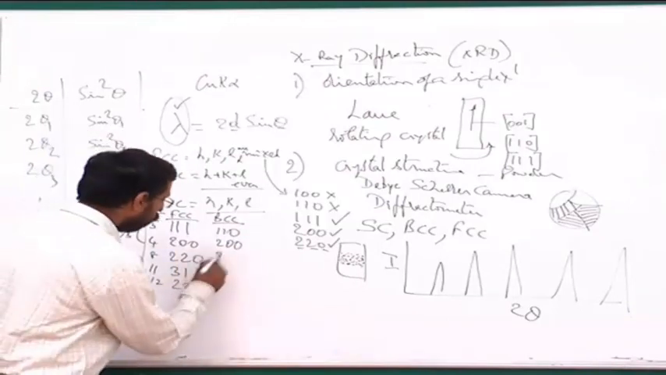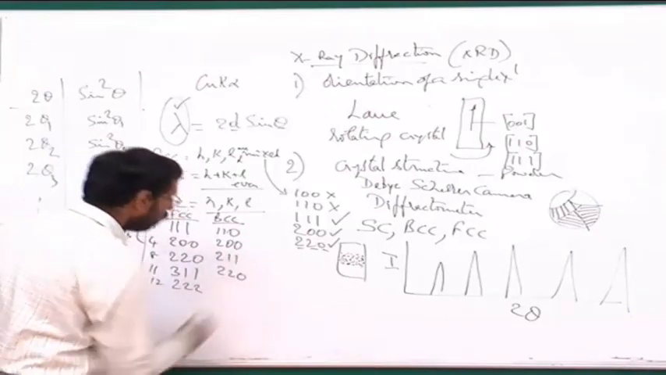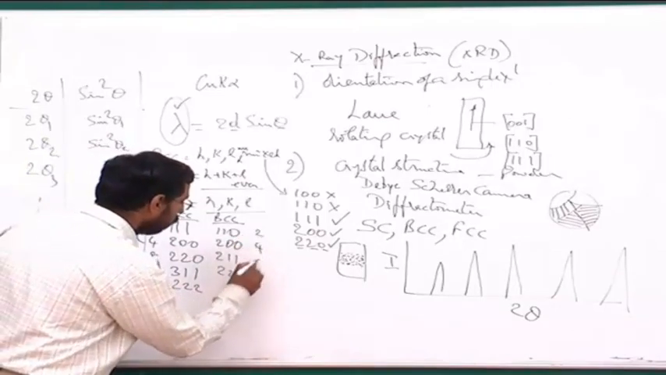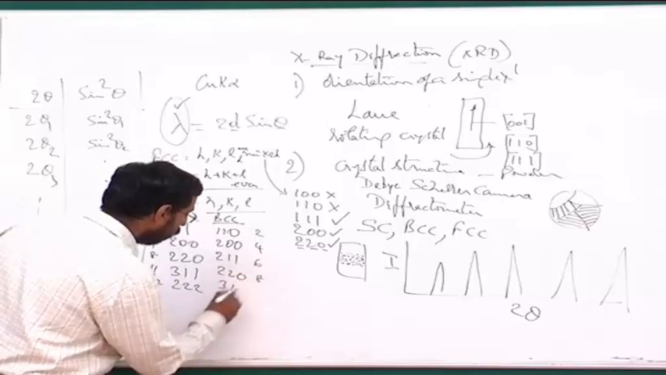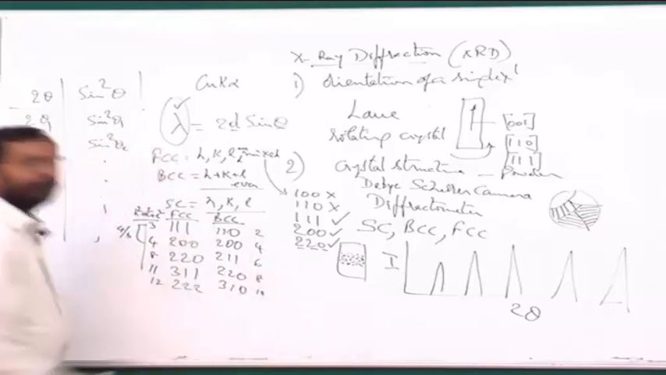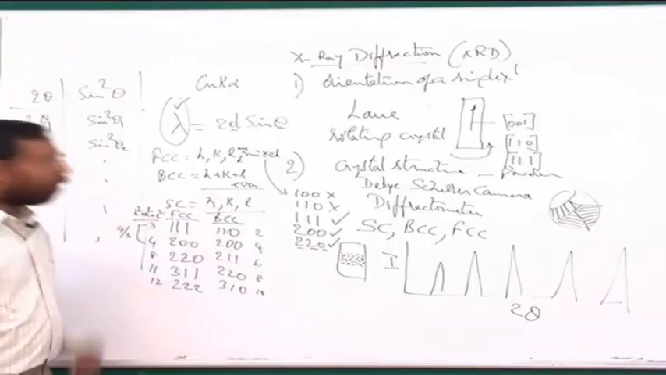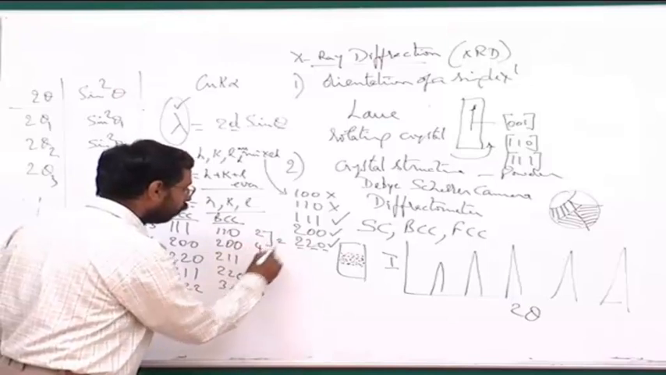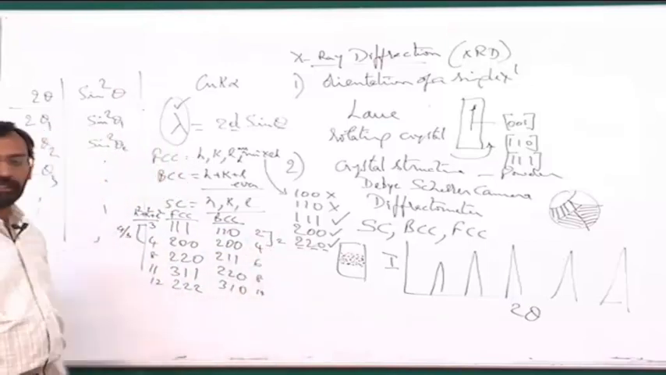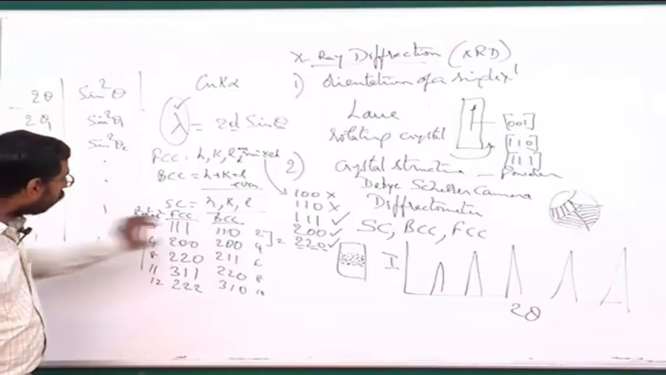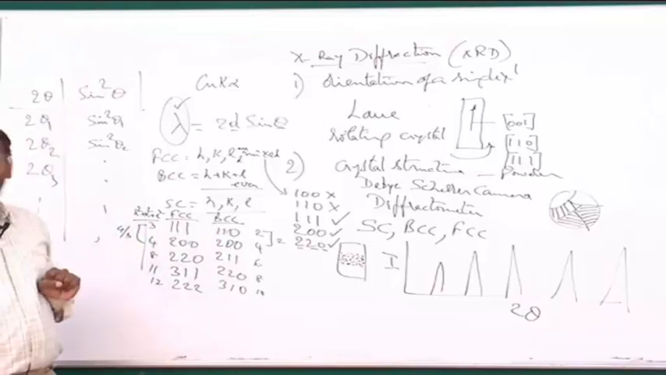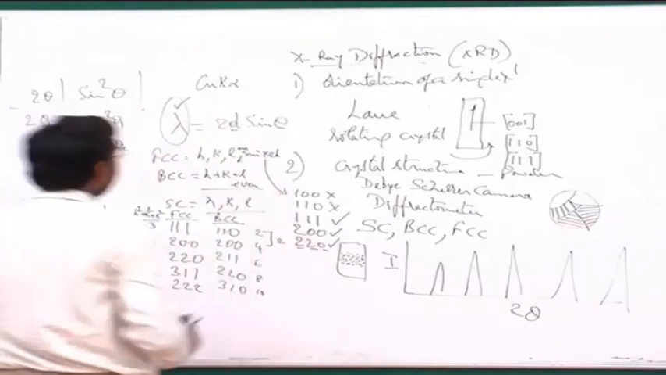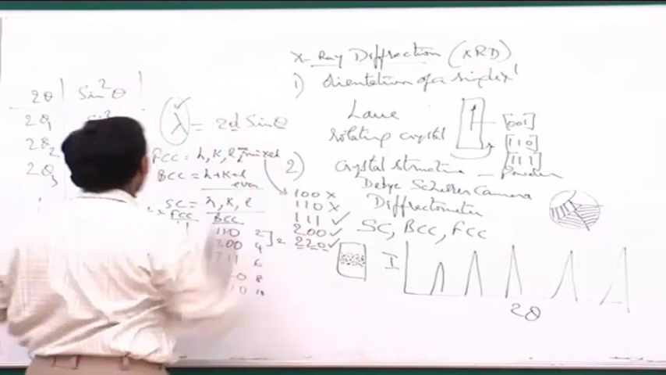110, 200, 211, 220, and then let's say this is 2, 4, 6, 8, and then 310, that's 10, and so on. So we know that these are all the planes that give diffraction. And here, if I take the ratio of the first 2 planes, how is this ratio connected to sine square theta? If I want to know, I can find out what is the connection between D and HKL.